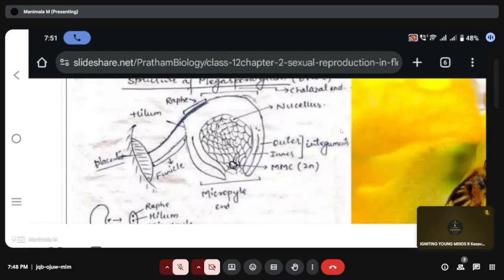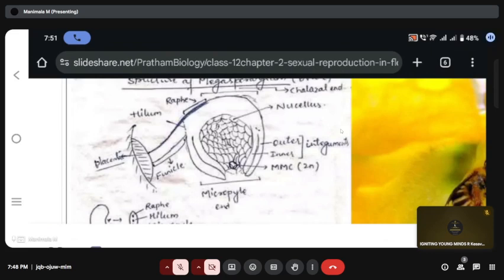In the multicarpellary condition, the pistils may be fused together or free. If the pistils are fused together, it is called syncarpous, and if they are free, it is called apocarpous. Got it?